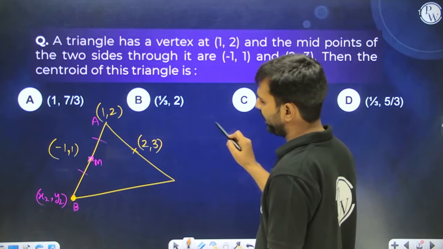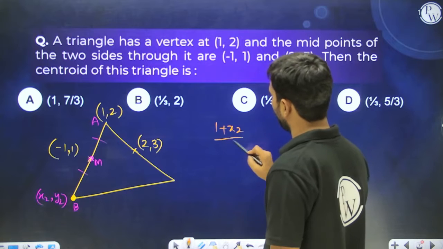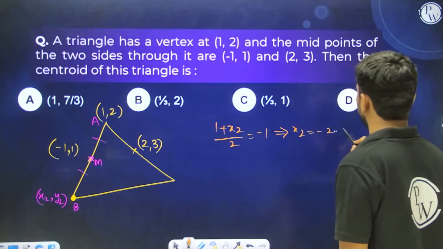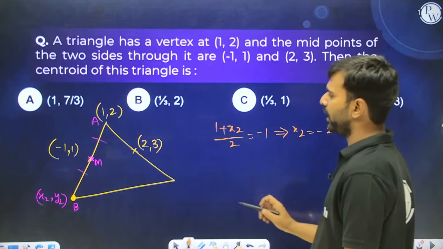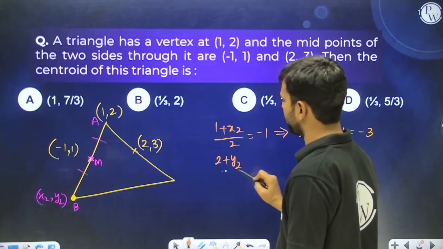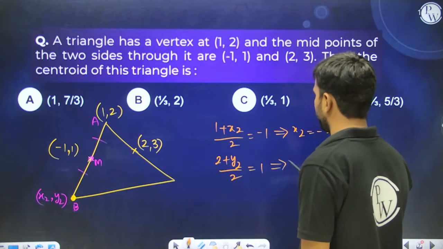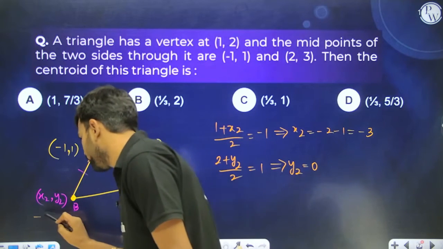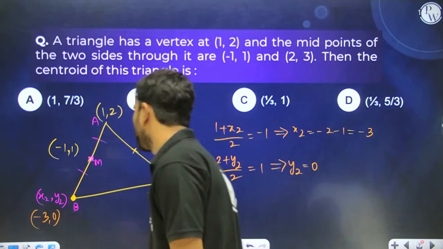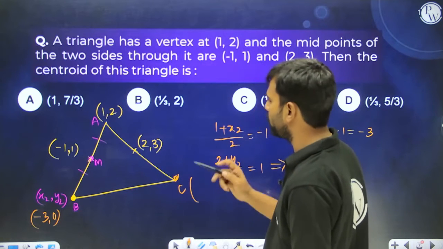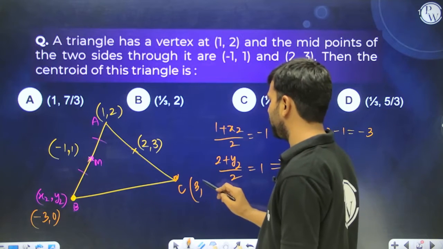So we can write (1 plus x2) by 2 equal to -1. So the value of x2 is going to be -2 minus 1, that is equal to -3. You can also write (2 plus y2) upon 2 is equal to 1. So that is going to be equal to 0. So the coordinates of y2 are coming out to be 0. So this point is going to be (-3, 0). And similarly we can find out the coordinates of this vertex C also as (3, 4).